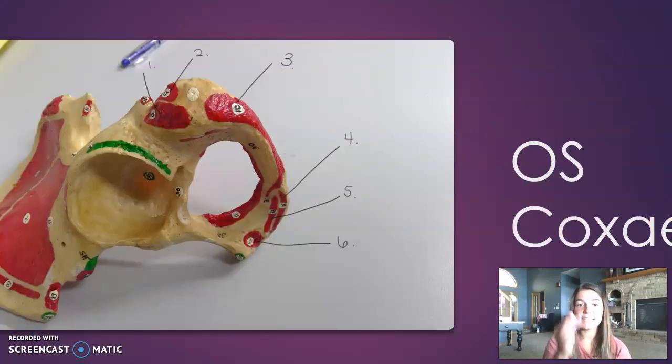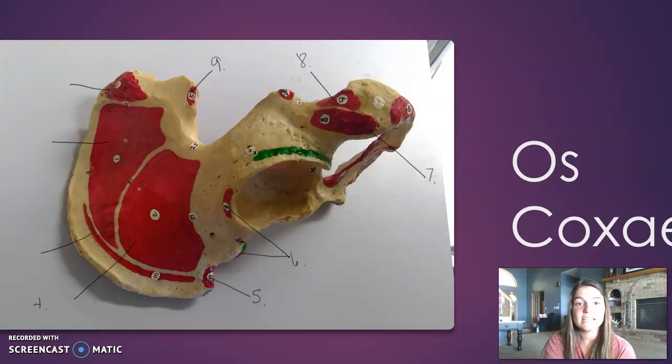And then for the os coxae, these are all origins. So number 1 is the origin for the semimembranosus. Number 2 is the origin for the semitendinosus and the biceps femoris long head. Number 3 is the origin for the adductor magnus. Number 4 is the origin for the gracilis. Number 5 is the origin for the adductor brevis. And number 6 is the origin for the adductor longus.